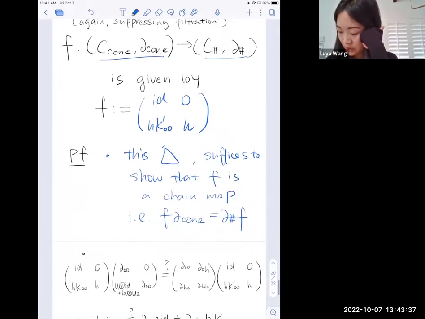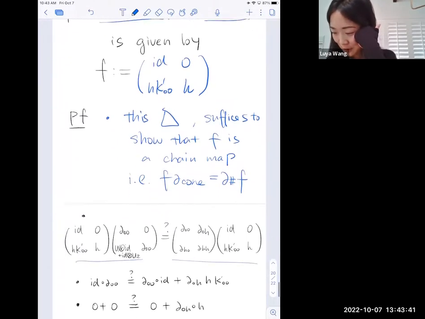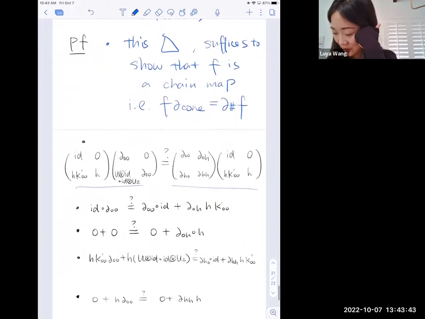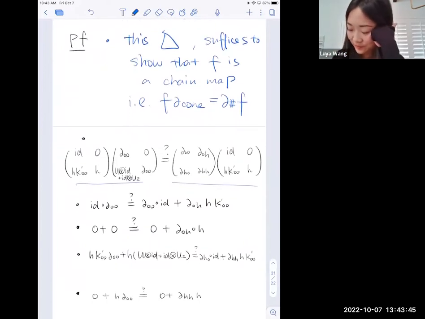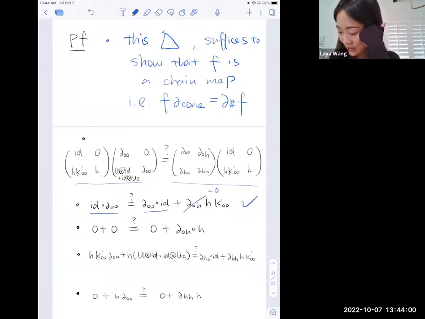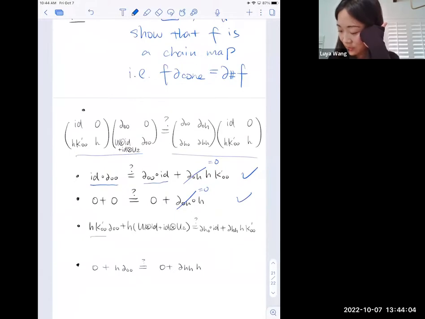Okay, so this amounts to just checking these multiplications of 2 by 2 matrices. And it's very nice that they all work out. So yeah, you just multiply them out. Okay, let's go through them. Identity times partial 0, 0. Okay, these two are the same. And then you don't have these terms by the previous lemma. So this is good. And this is 0. It's also good. So this equation, all right.